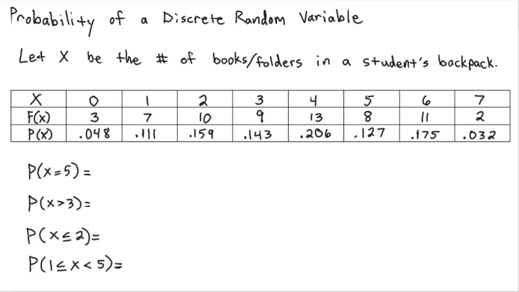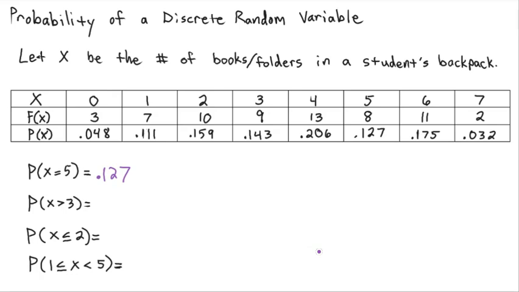So when we encounter a student, what's the probability that they have exactly 5, x equal to 5 books in their book bag? Well, here's the probability, 0.127. All right, so let's look at this one here. This is the probability that x is greater than 3. Greater than 3 means not including 3, because 3 is not greater than 3. So greater than 3 is 4, 5, 6, and 7.